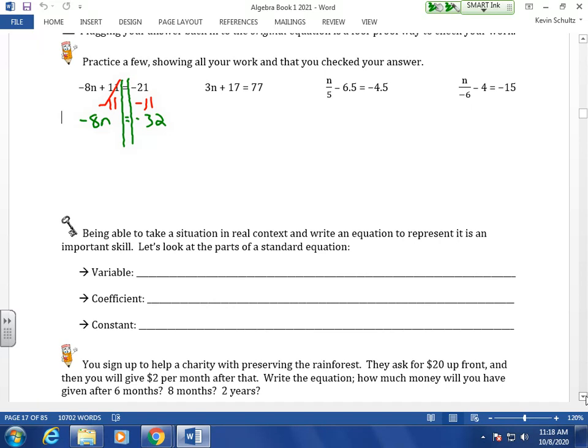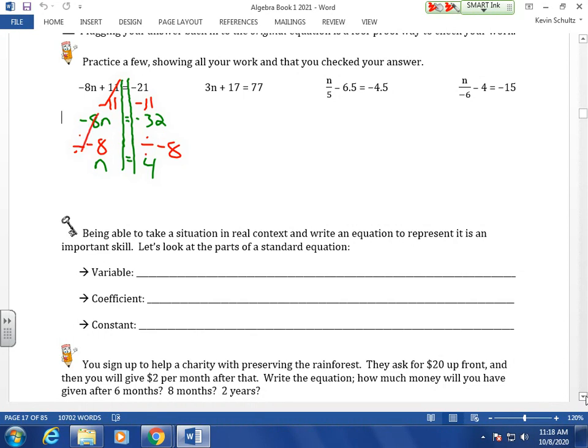Divide, right. Since we are multiplying n by negative 8, the opposite of that is dividing by negative 8. And we get positive 4 on the right side. On the left side, we get n. But negative 8 divided by negative 8 doesn't equal 0. So how do they cancel out here?